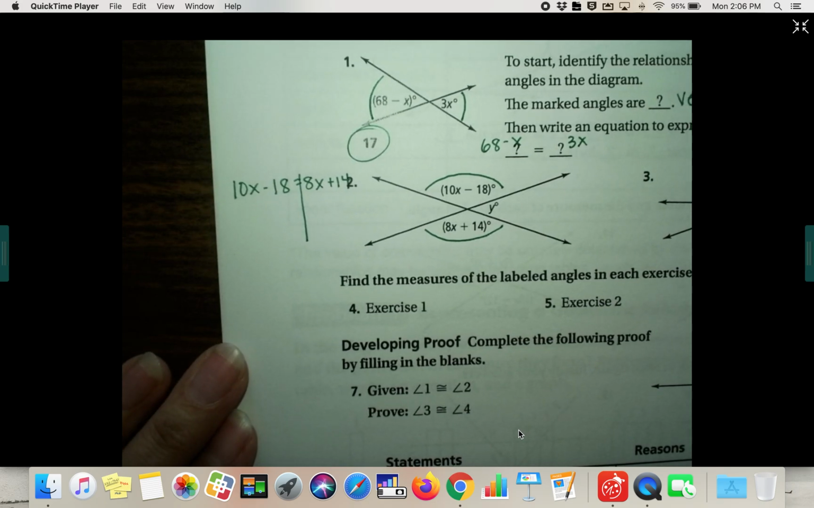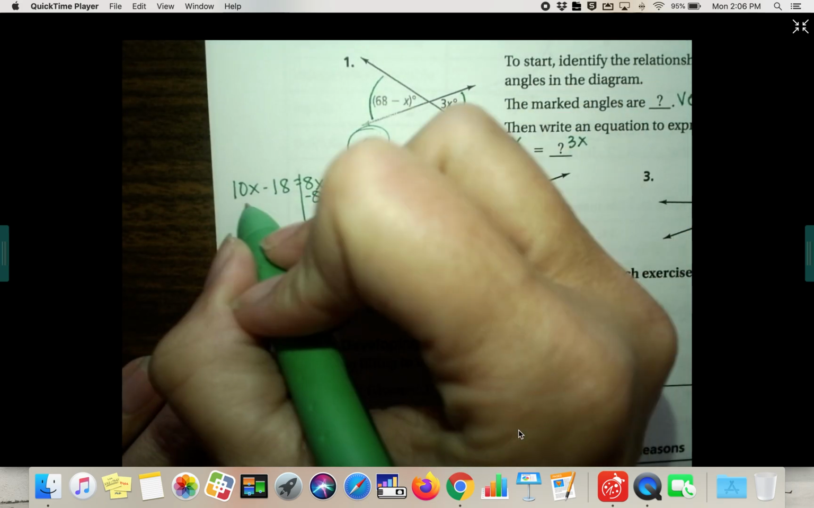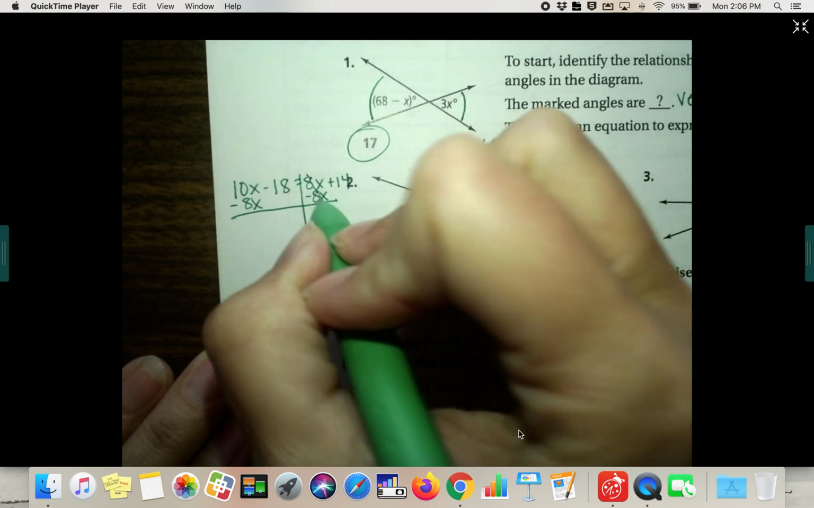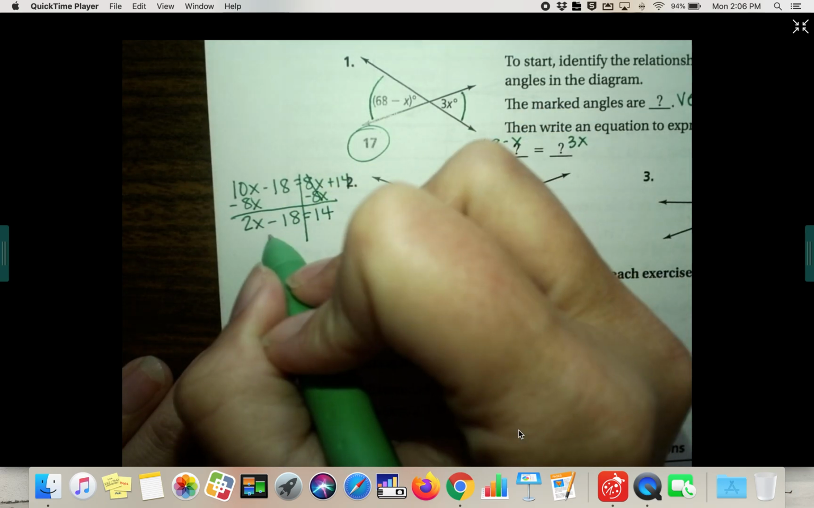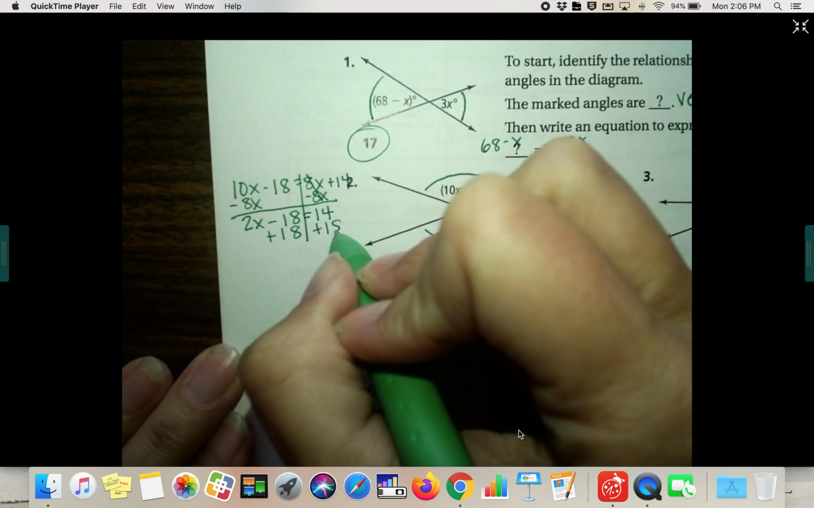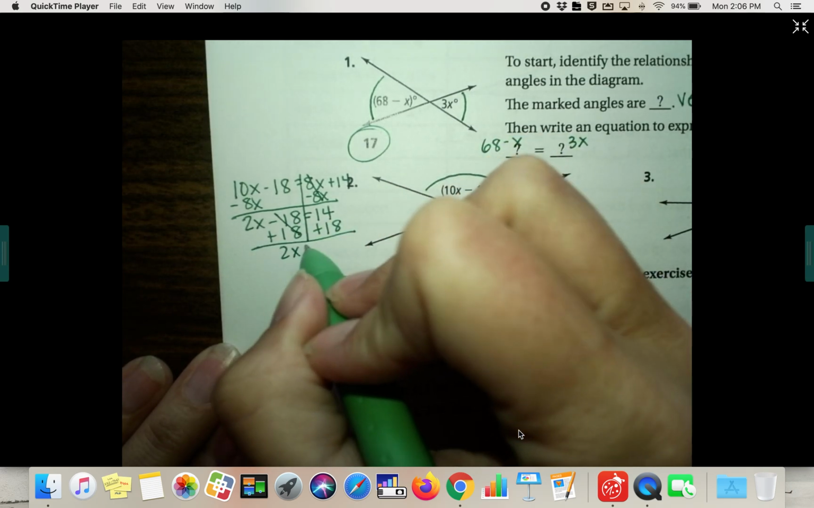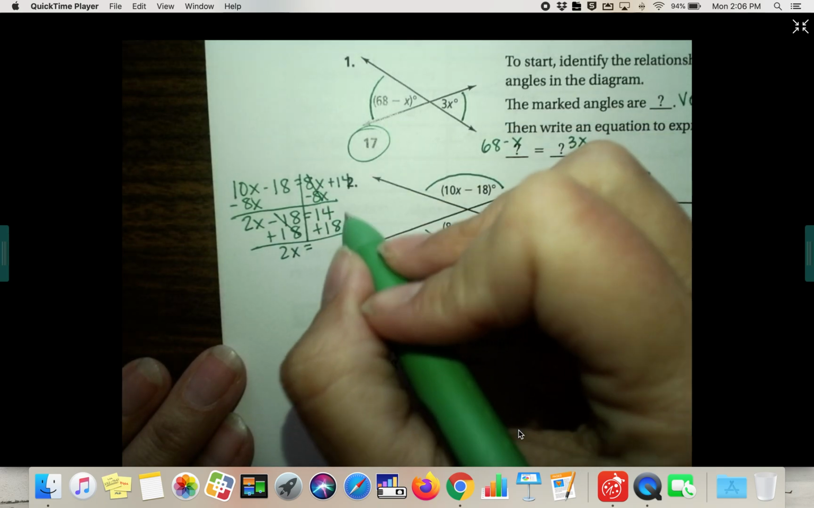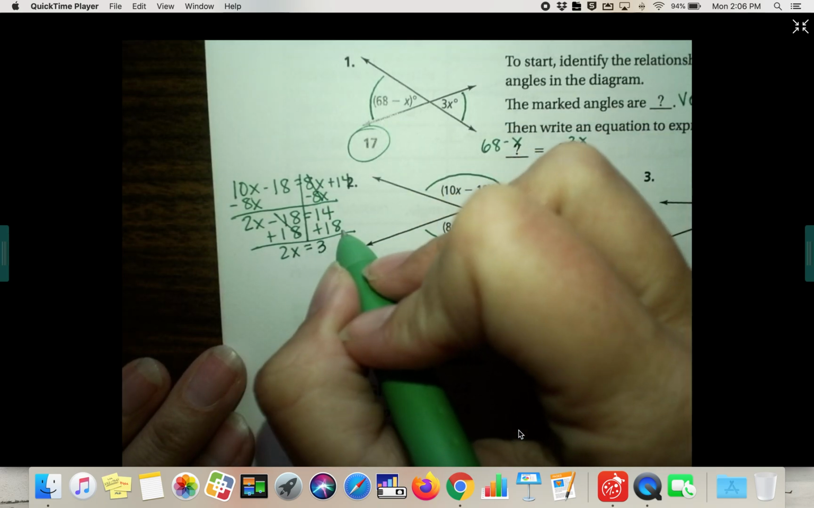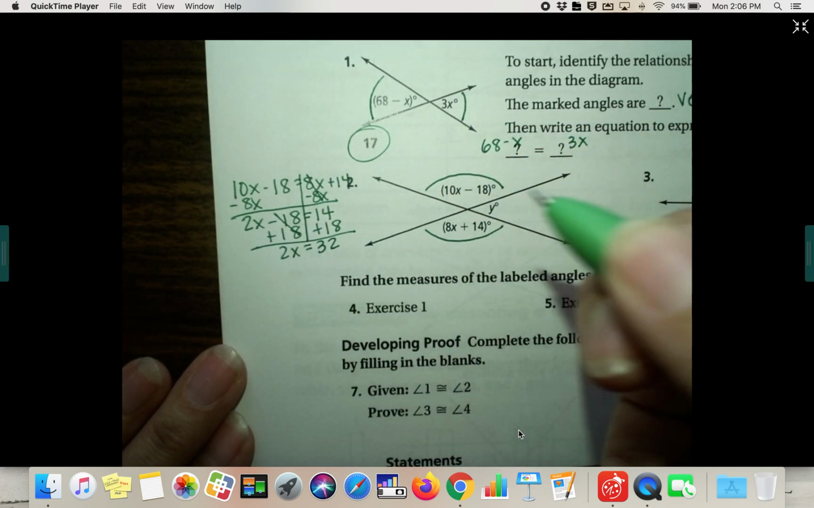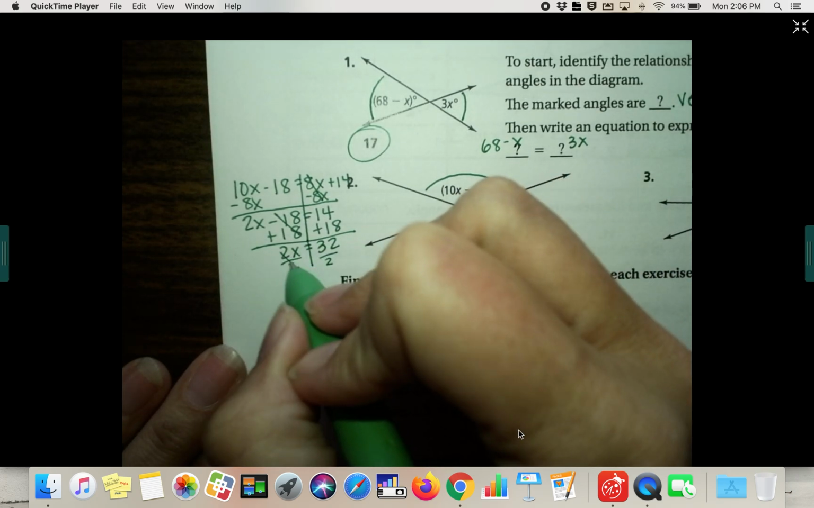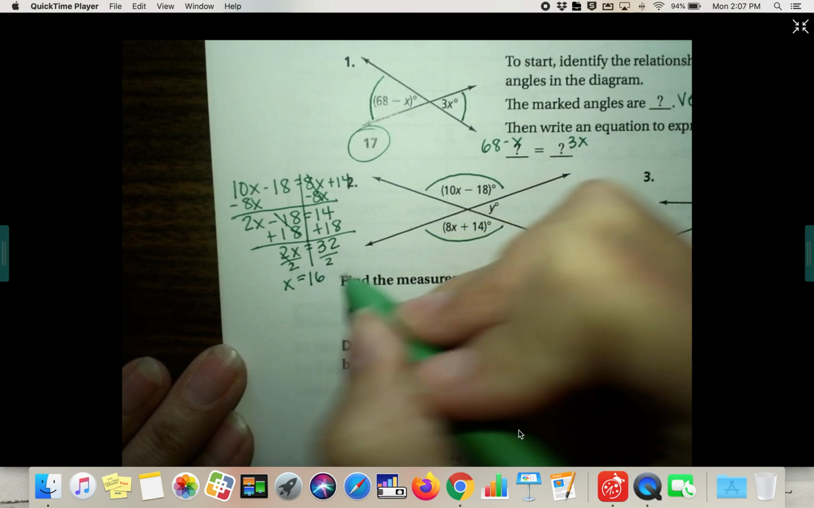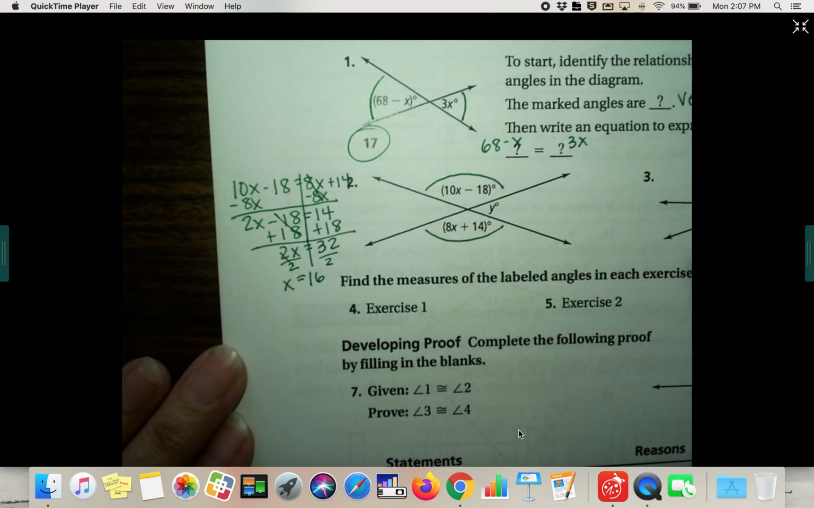All right, so I'm going to start by subtracting 8x from both sides. You don't have to start with this. That's just what I decided to do. I'm going to add 18 to both sides. 2x equals 32. Divide both sides by 2. X equals 16. So x equals 16.